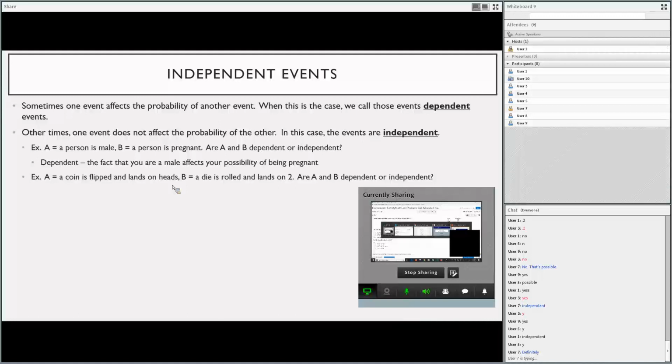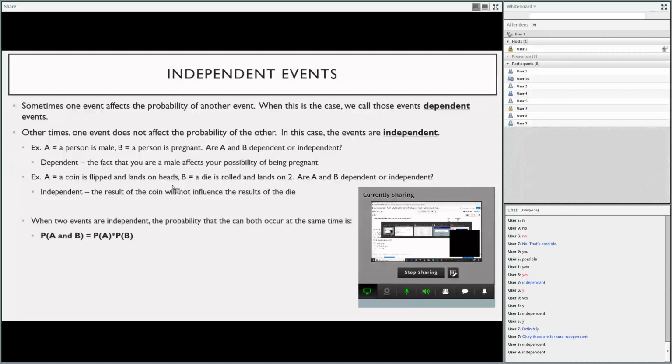So say event A is I'm going to flip a coin and the coin is going to land on heads. And event B is that I'm going to roll a die and the die is going to land on 2. Are those independent or dependent? Is the roll of the die going to affect the coin flip or vice versa? Yes, so these are independent. So whatever I get from the coin flip is not going to affect the result that I get when I roll the die. And likewise, the die result is not going to affect the coin flip. So these are going to be independent.